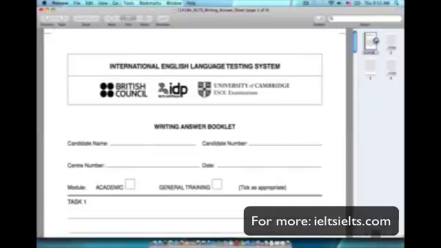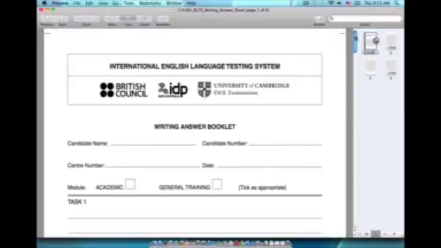Today we're looking at the writing answer booklet that you will see when you engage your IELTS examination. And I thought we could just look at the different parts of it so that you could be familiar with it before you get into your exam. Now I just want to make clear that these files are available from IELTS.org, and there are plenty of other resources there too that you might be interested in looking at before you engage the test.